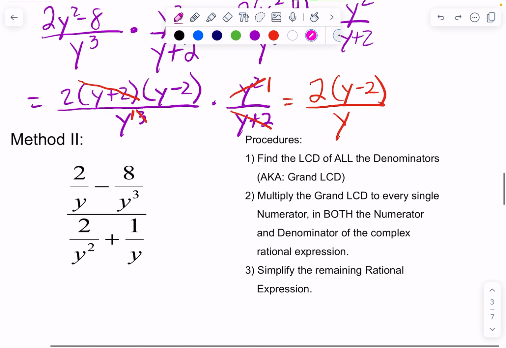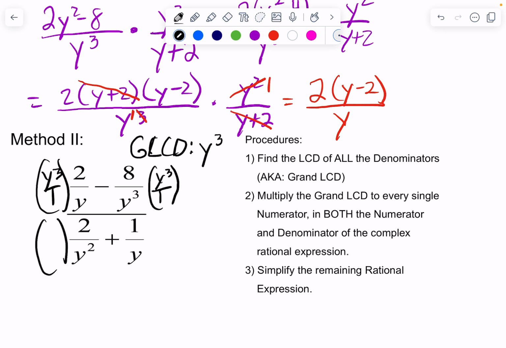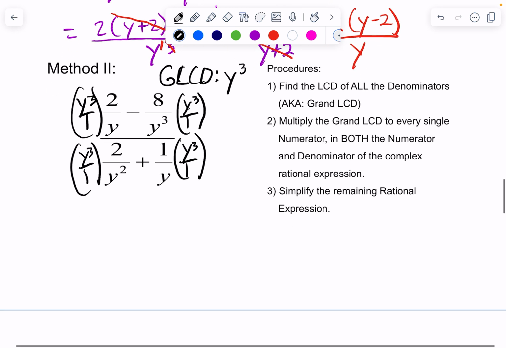All right, let's check out method 2. Method 2 here, the grand LCD, in this particular case, is going to be y cubed. Remember that the LCD always belongs to the highest degree of any individual monomial or polynomial. So I'm literally going to multiply y cubed over 1 to every single numerator. To every single numerator. And again, why are we doing this? Because we want to cancel out the denominators.